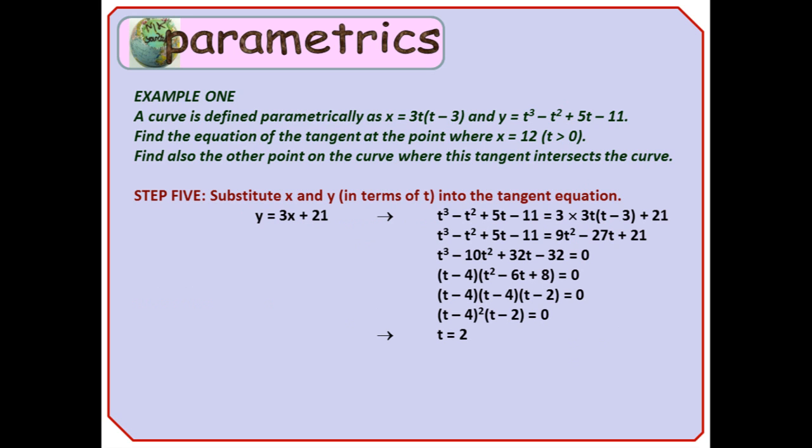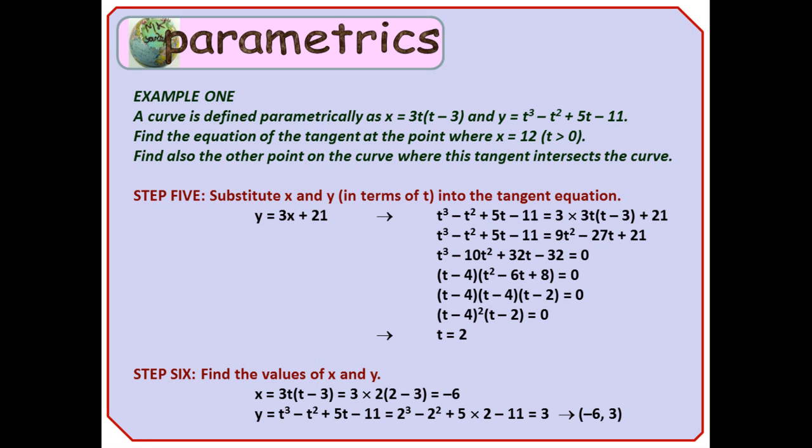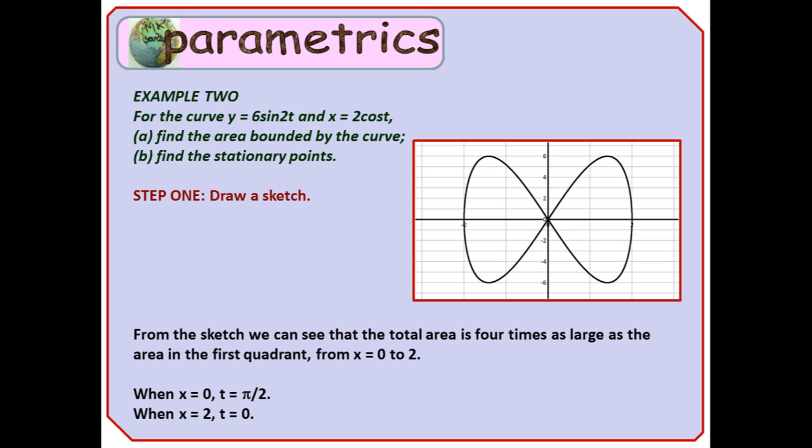Now the next part. Step 5. Substitute x and y in terms of t into the tangent equation. I've done that, as you can see. We get a cubic equation, but we already know two of the answers, because t equals 4 is the location of a tangent, so t equals 4 twice. The other value of t, as we can see, is 2. Finish off with step 6. Find the value of x and y, in which we just substitute t equals 2 into our parametric definitions of x and y to get minus 6, 3.